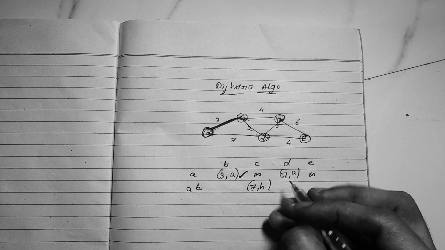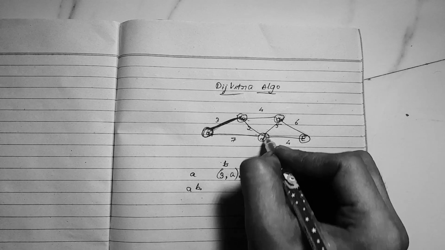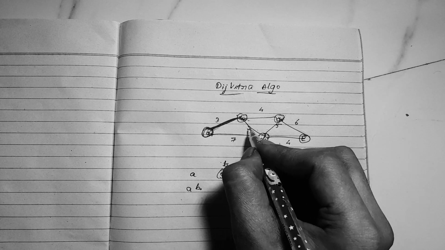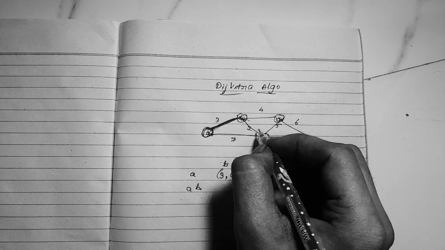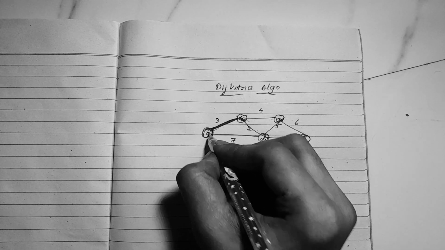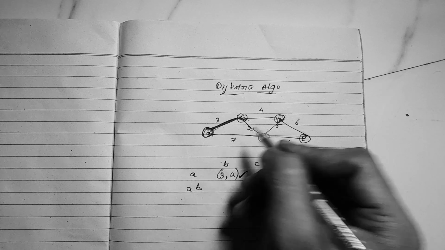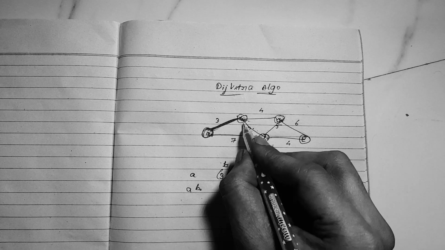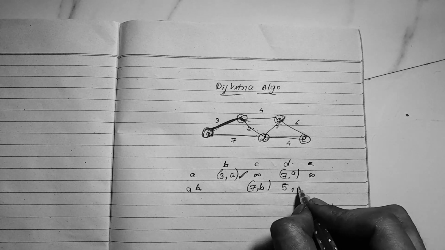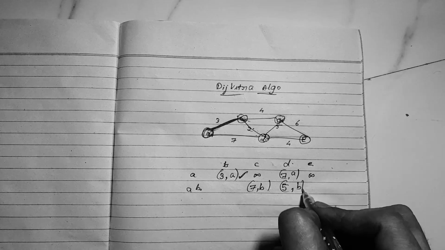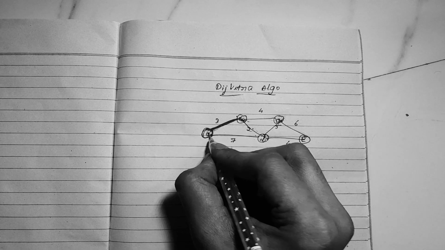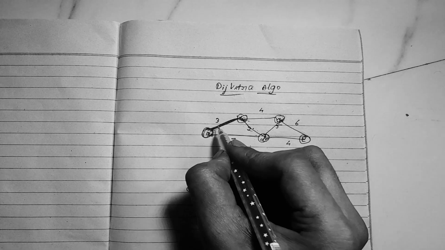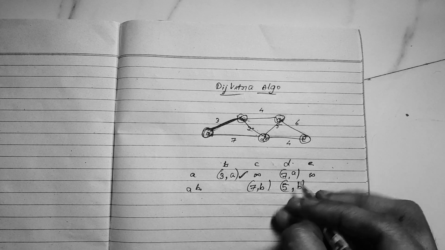Okay, and then again here D is connected to B, which is a direct path, and the distance is 2, but we should consider the distance from the source, so we should add 3 plus 2, which is 5, which is the predecessor B. See, here the distance was 7 from A to D, but here the distance is 3 plus 2, 5. This is the shortest path.